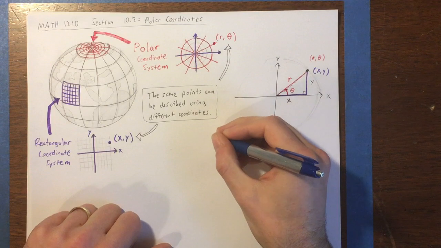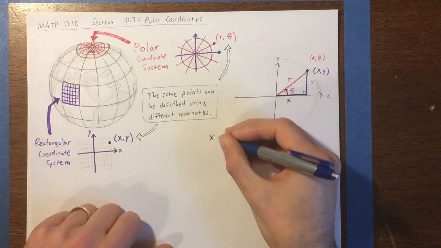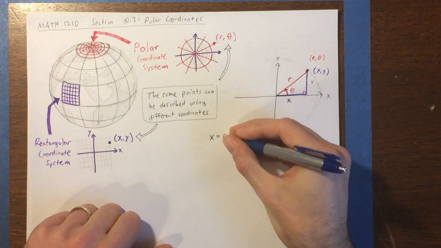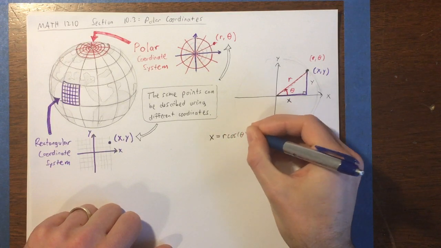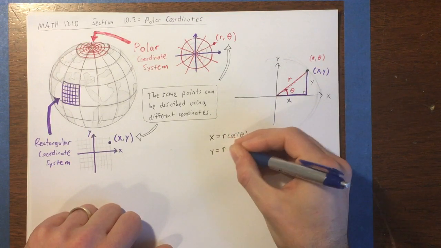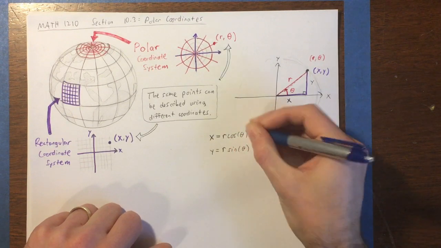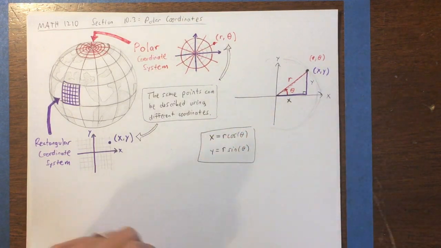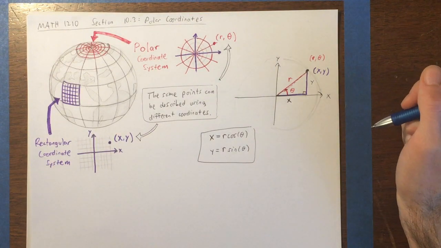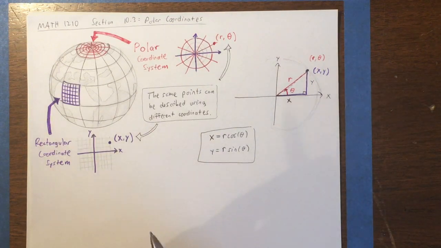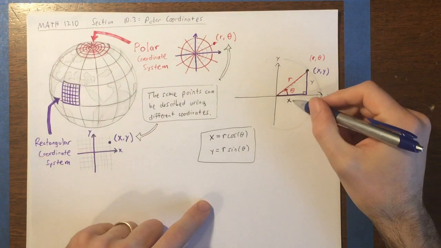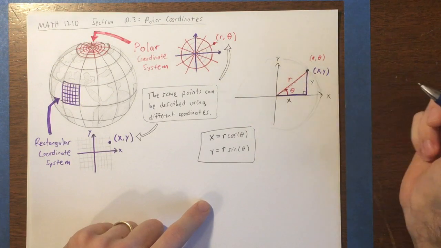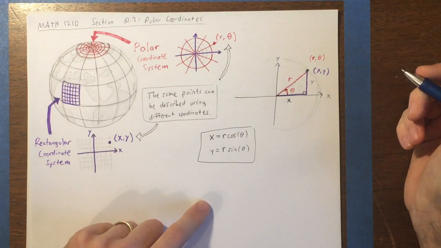What we're going to have here is a couple of formulas. x is not just cosine of theta, but r times cosine of theta. And y is r times sine of theta. So there are two important formulas relating x and y to r and theta: x is r cosine theta and y is r sine theta. By the way, if you divide both sides by r in either of these formulas, you get cosine of theta is x over r and sine of theta is y over r, and those agree with the adjacent over hypotenuse and opposite over hypotenuse formulas for cosine and sine, respectively.